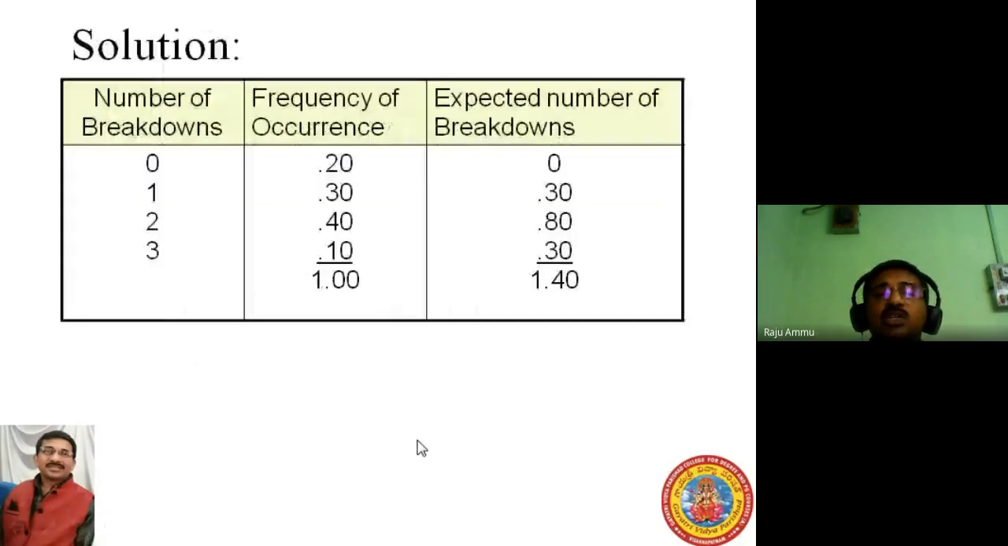Now let us experience this. As he has given you the number of breakdowns, that is 0 breakdown, 1 breakdown, 2 breakdowns, 3 breakdowns, he has given you the corresponding frequencies or probabilities. So 0 breakdowns, 20% probability, expected number of breakdowns is 0. 1 breakdown, probability is 30%, it comes to 0.30, and the next comes to 0.80, and the next comes to 0.30. The total expected number of breakdowns has come to 1.40.